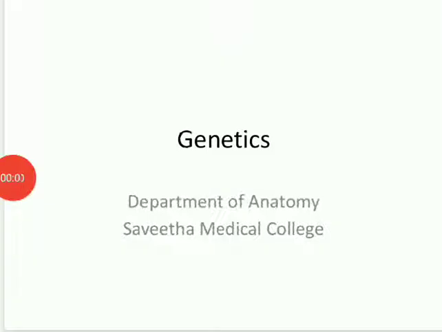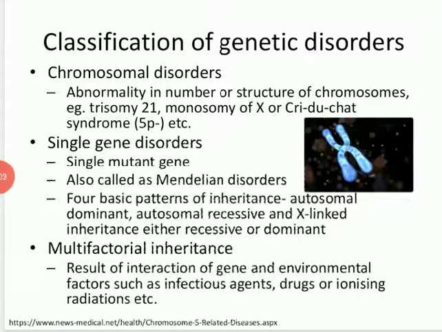Morning, we are going to learn about genetics today. Genetic disorders can be classified into three categories: chromosomal disorders, single gene disorders, and multifactorial inheritance. Chromosomal disorders arise due to abnormality in the number of chromosomes or structure of chromosomes. Examples are trisomy 21, monosomy of X, cri du chat syndrome.